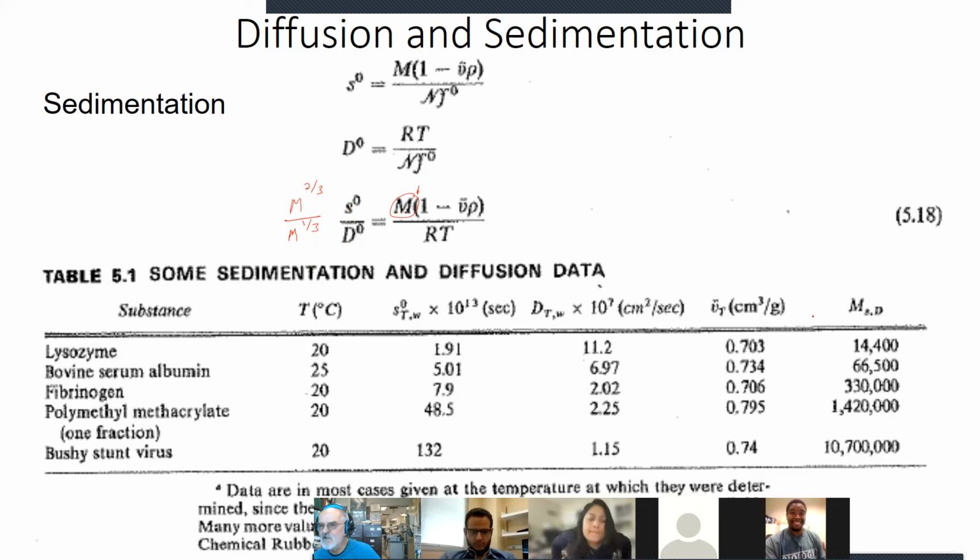Okay, and again, this is S for units, Svedbergs. This is F for Fick. These are the units of Fick. Okay, so that's the way that we would normally talk about this.